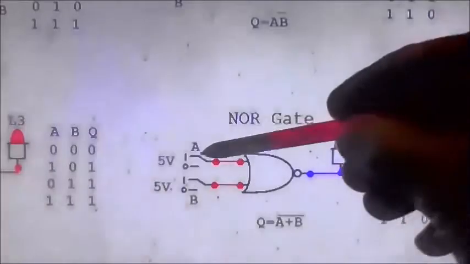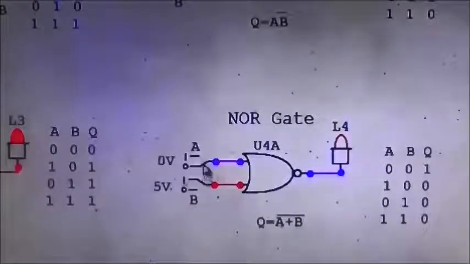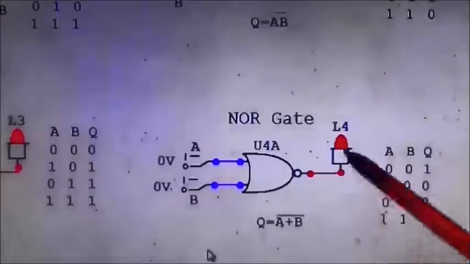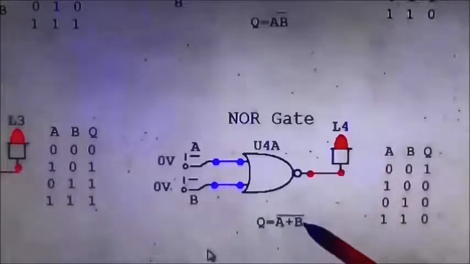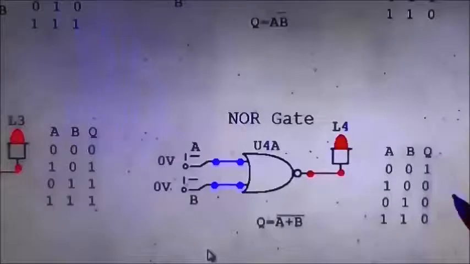Well, we've got both inputs high here, so let's see what happens when we put one low. State remains unchanged. Let's see what happens when we put the other low. State remains unchanged, and when we put both high, state remains unchanged. So if we put both low, and there we are, the Boolean expression is Q equals bar A plus B, which is the opposite of A plus B. So let's check it out from the truth table and see.